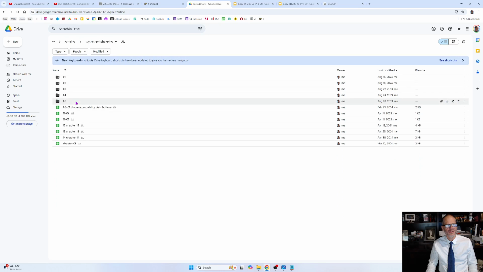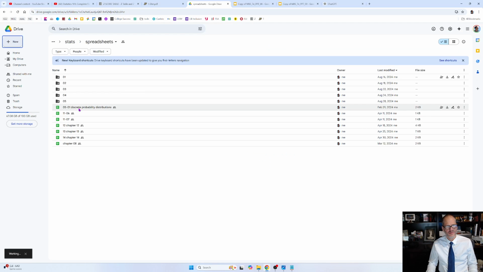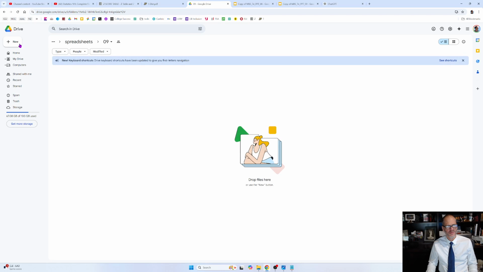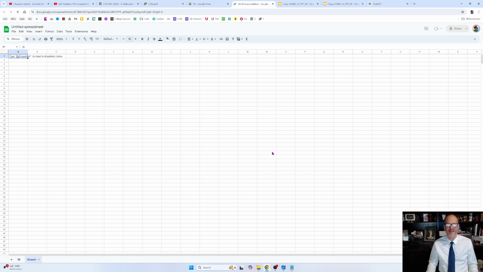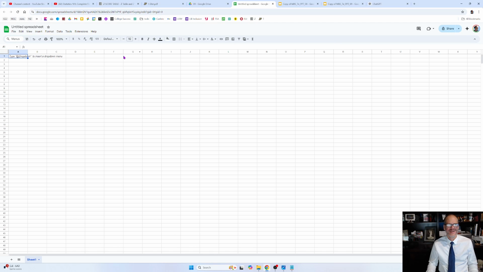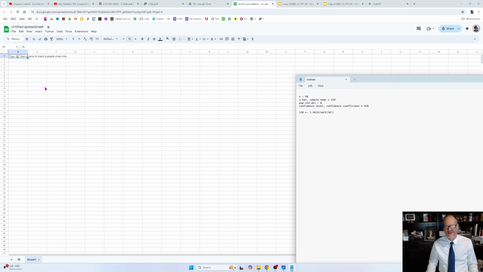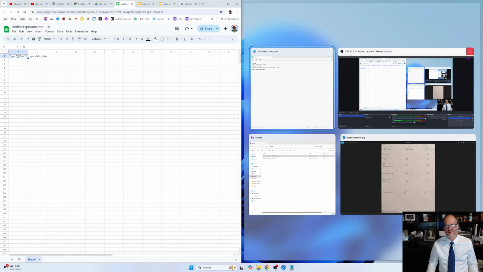To calculate this, I'll go to spreadsheets for chapter 9, so we'll create a new folder, 09 module 9, open it up, and create a new spreadsheet. Now we're going to calculate this, so I need to put this on one side and this on the other side.